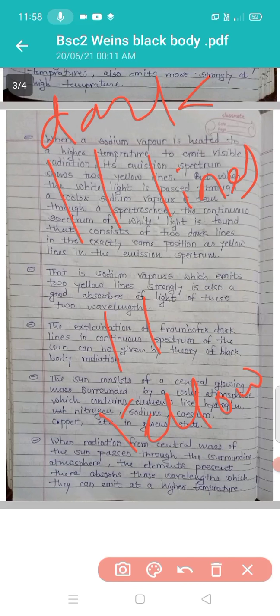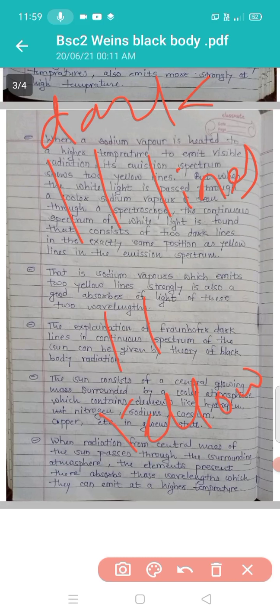The explanation of the Fraunhofer dark lines in the continuous spectrum of the sun can be given by the theory of black body radiation. This is the importance of black body radiation.